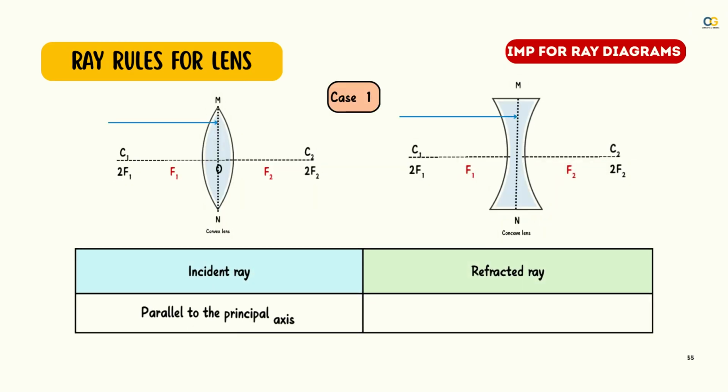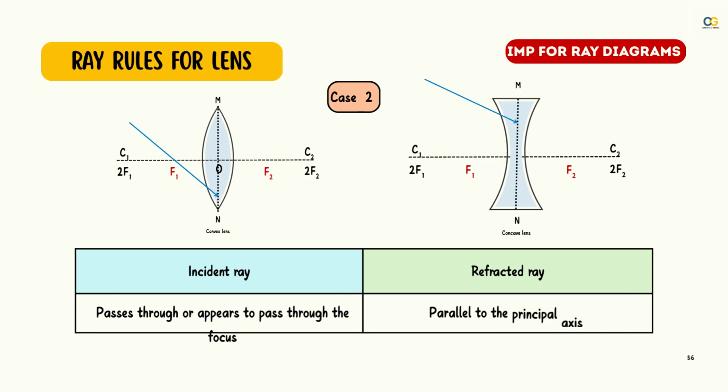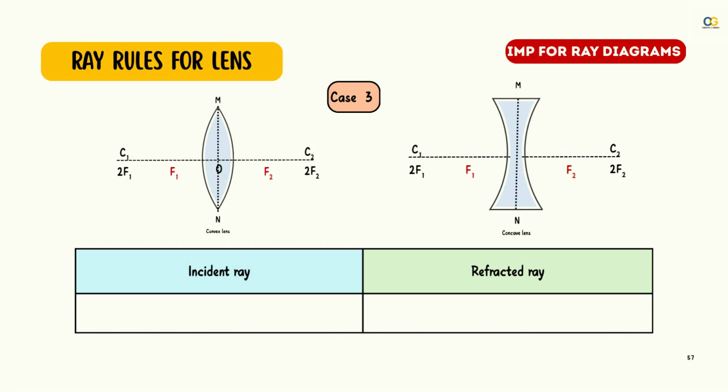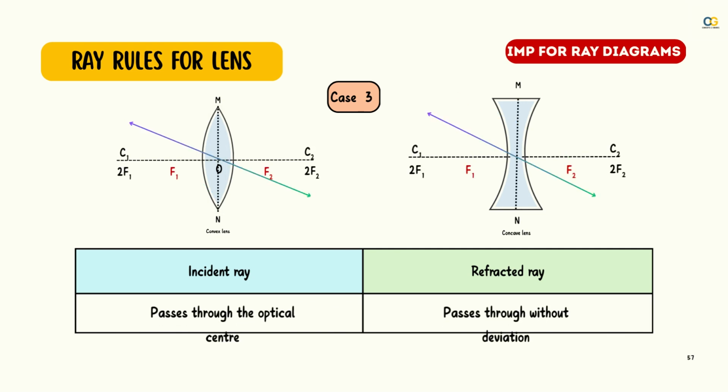Let us now see some ray rules for lenses. Case 1, if the incident ray is parallel to the principal axis, the refracted ray will pass through or appear to pass through the focus. If the incident ray is passing through or appearing to pass through the focus, the refracted ray will be parallel to the principal axis. And if the incident ray is passing through the optical center, the refracted ray will pass through without any deviation.